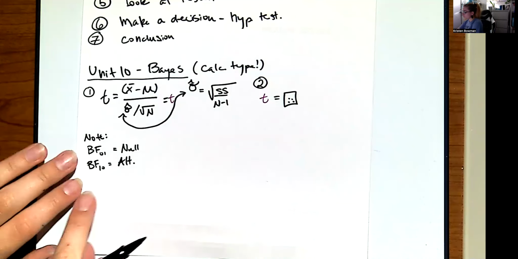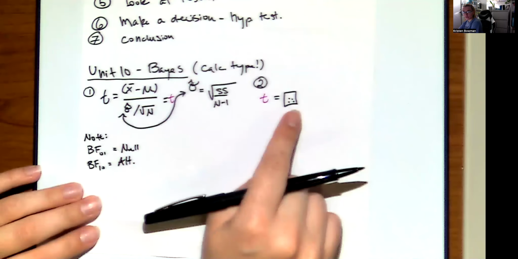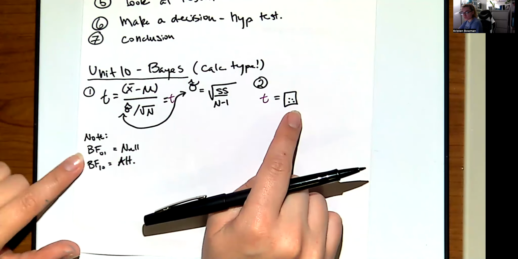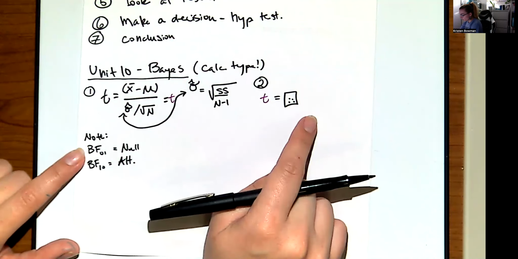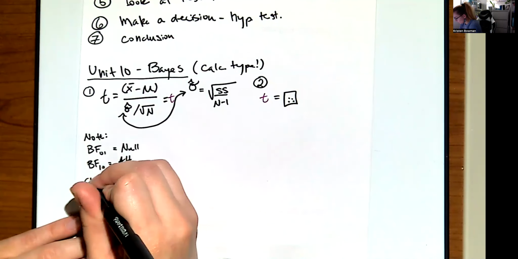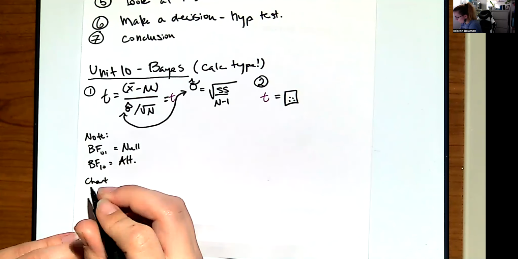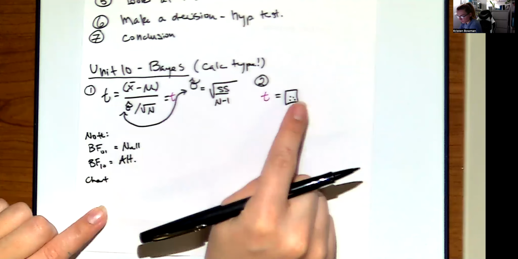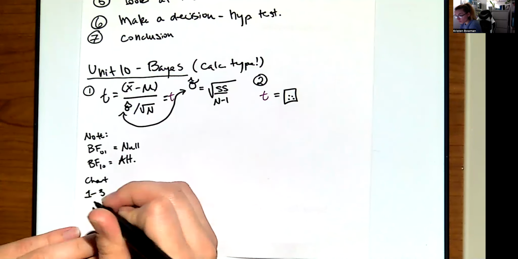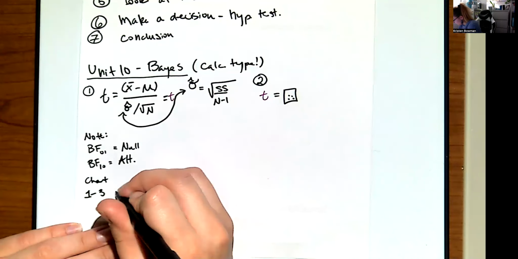But what we're going to do is look at what we get out of the calculator, and think about which one we have evidence for, and what that number is. So I'm also going to write down here what the chart is. If you get a Bayes factor that is 1 to 3, values 1 to 3, we're going to say it's weak.